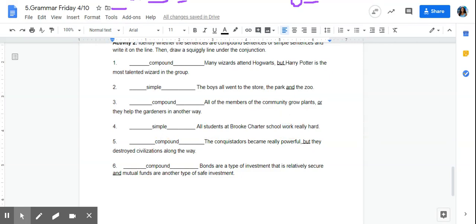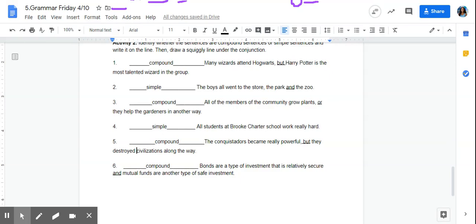Number 5: The conquistadors became really powerful, but they destroyed civilizations along the way. The conquistadors is the subject. Became is the predicate, joined by the conjunction but. They is our subject, and destroyed is also our predicate. So those are two simple sentences joined by the conjunction but, and that is a compound sentence.